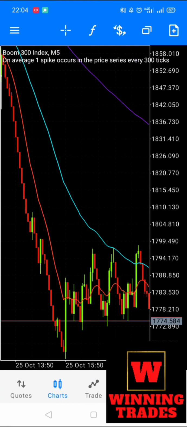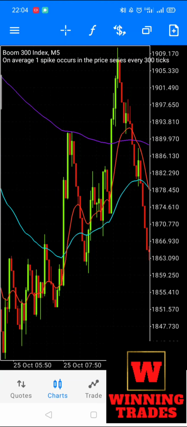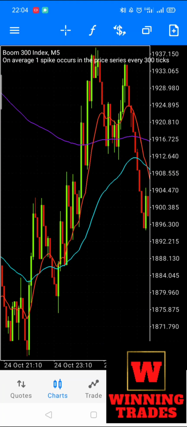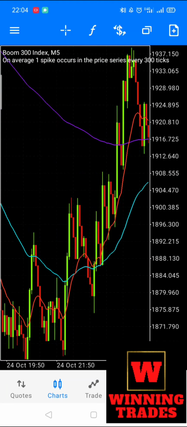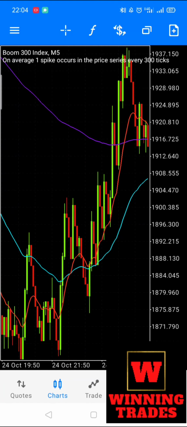Let's see, where does this strategy work? This is Boom 300, so we're basically looking for buys because we're looking for spikes, right? So okay, here we can see this is a perfect example for this illustration. Now we can see what happened here. First of all, price started buying and then retraced.